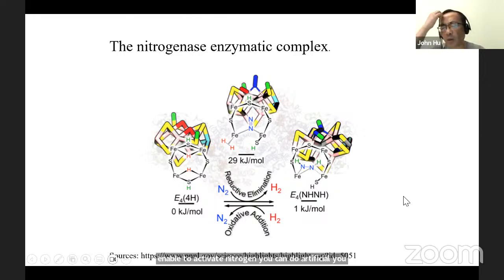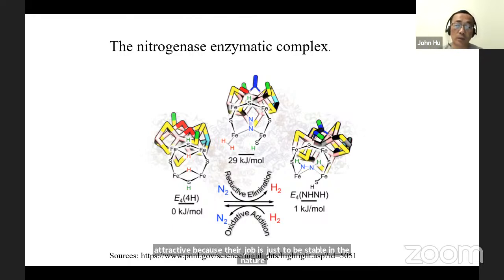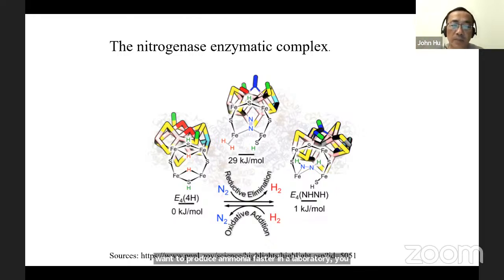But typically the nitrogenase, which is a catalyst, if you find it in nature, is really not very reactive, because its job is just to be stable in nature. They don't really care about the kinetics. But if you want to produce ammonia faster in the laboratory, you have to engineer this enzyme. There's a way to engineer an enzyme because it's a protein. You can do it through DNA, but I don't want to go into that. There are a lot of biochemistry groups that do a lot of engineering work to enable this enzyme to activate nitrogen.